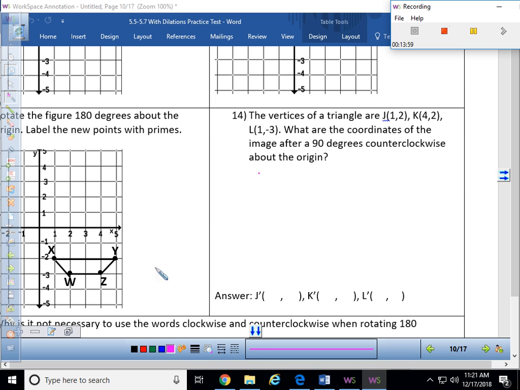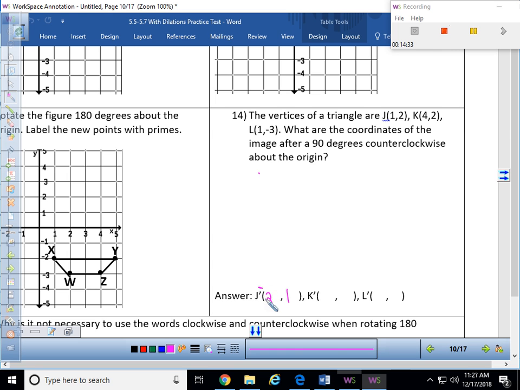Okay, so now I'm doing number 14 here, and it gives me 3 points, and with no graph, we just want to rotate 90 degrees counterclockwise about the origin. So that's pretty easy. So the first thing I'm going to do is I'm just going to swap x and y. So I will put the 2 first and the 1 first, and then with 90 degree rotations counterclockwise, we just change the sign on the new x value.